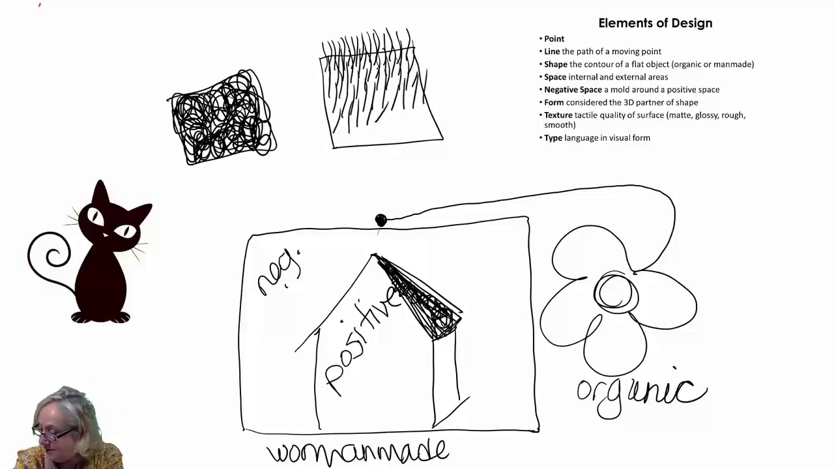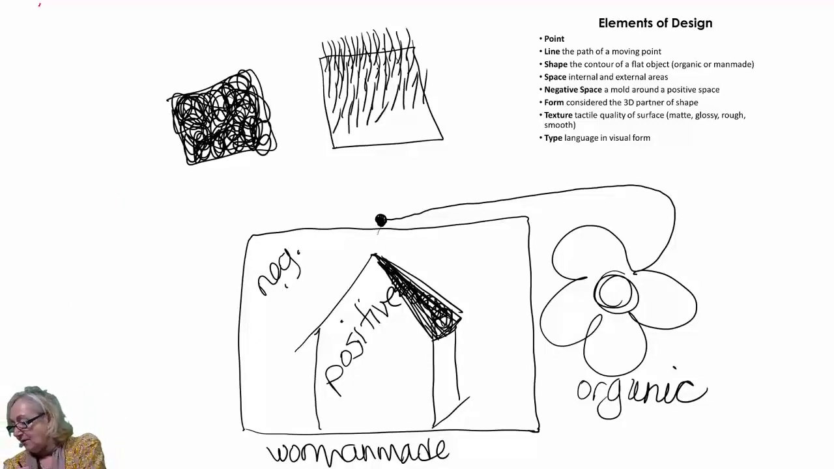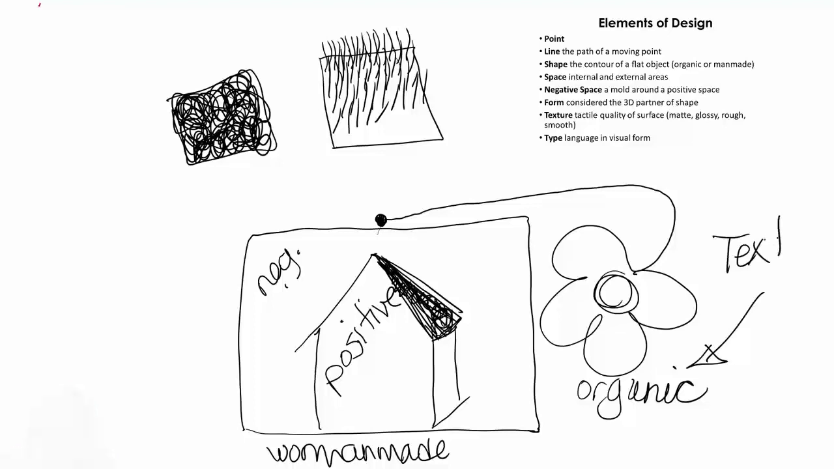And there you have it. Elements of design. And then, of course, there's the type or text, which is language in visual form.